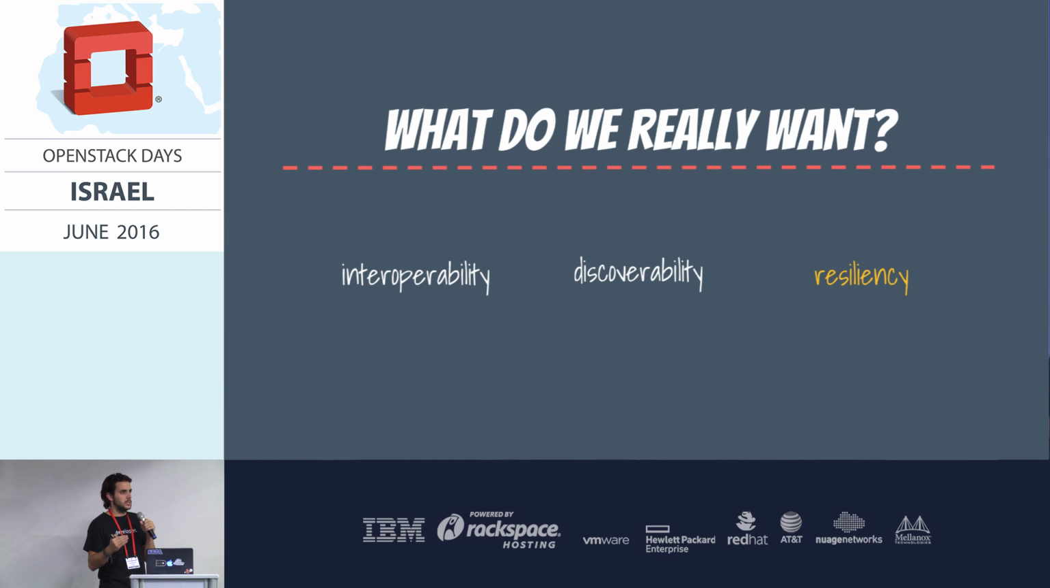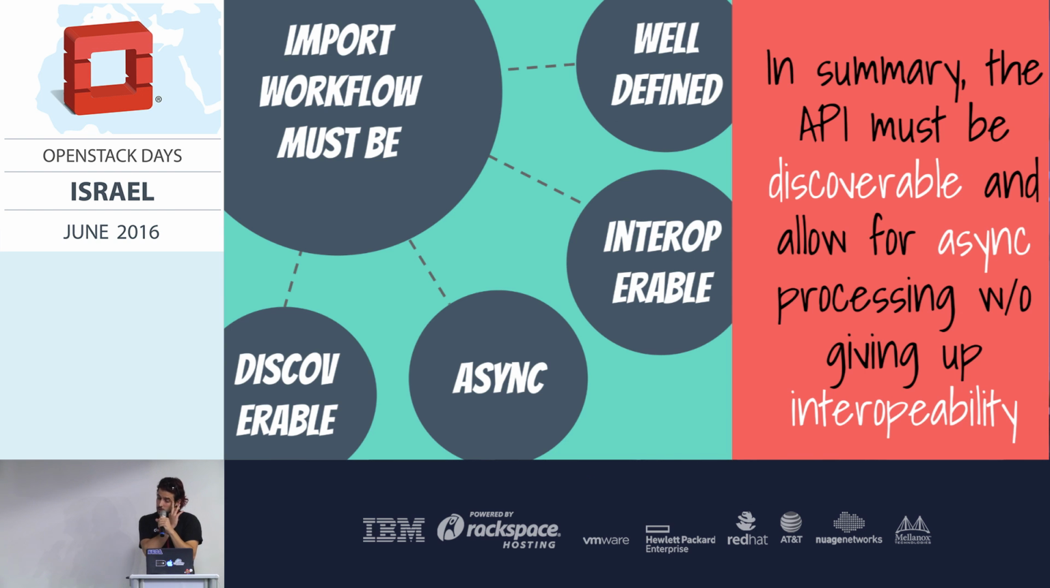So we want all that process to be resilient. There will be failures. I don't expect it to just always work. I hope. That would be nirvana. But I don't expect it to always work. But whenever it doesn't work, we do want it to give enough feedback, and we want it to provide the tools or the steps so that you can complete the upload at some point and retry it if necessary. So in summary, the API must be discoverable and allow for async processing without compromising interoperability.